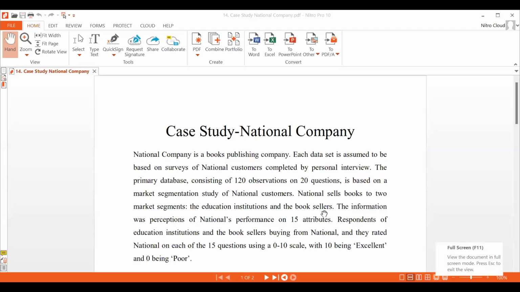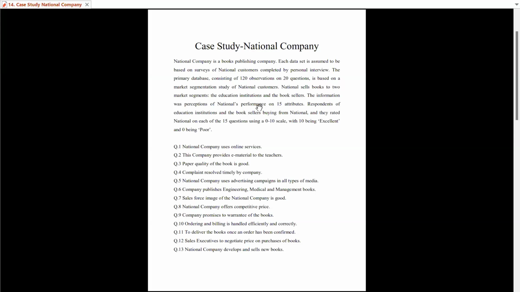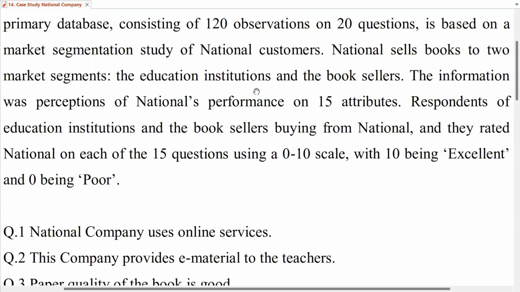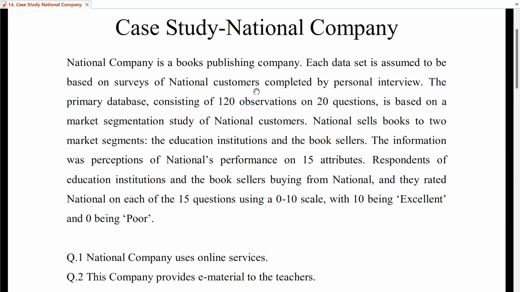In this case study, the case study name is National Company. National Company is a book publishing company. Each data set is assumed to be based on a survey of national customers completed by personal interview.